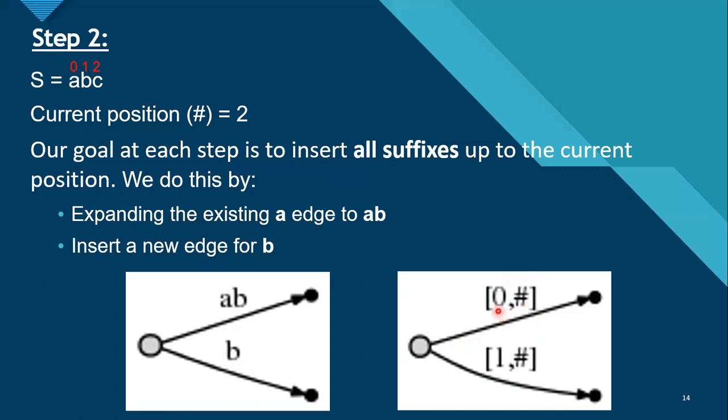So for example, here, the start index is 0. 0 in the original string is A. The hash value is automatically incremented to represent the current stop position. So it now becomes 2 instead of 1, which means it will end after the second character, after the AB. So it's the same thing. And here the second edge starts at position 1, ends at position 2. So it's still the same thing.